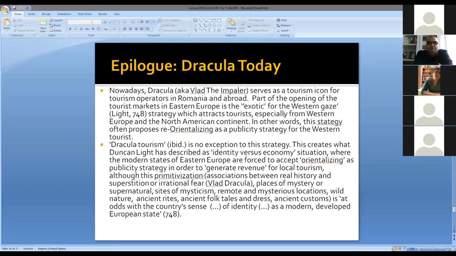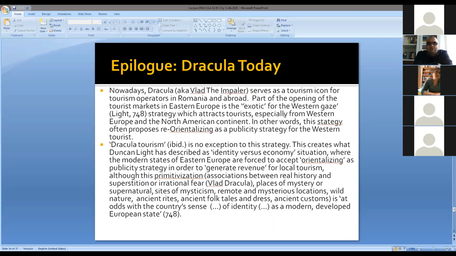This exotic-for-the-Western-gaze strategy attracts tourists, especially from Western Europe and the North American continent. In other words, this strategy often proposes re-orientalizing as a publicity stunt for the Western tourist. For example, there is such a topic as Dracula tourism, and this Dracula tourism is no exception to this strategy.